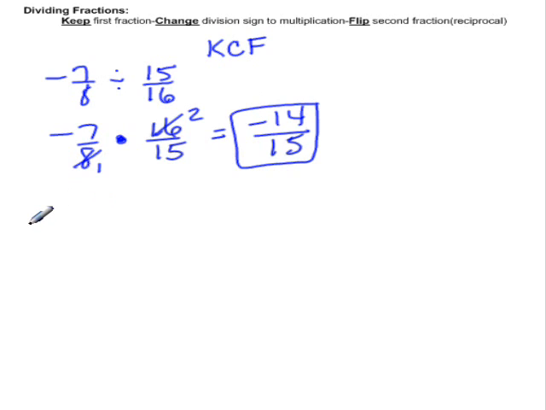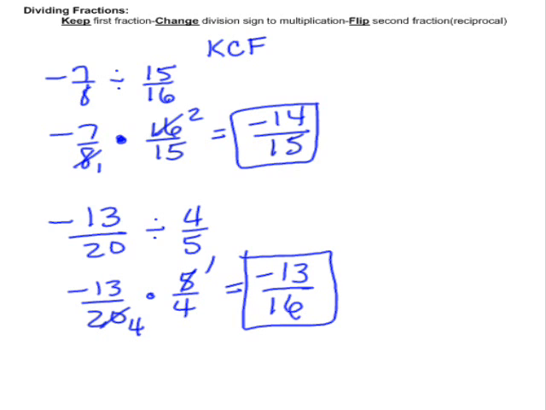So let's give you one problem to try. All right, what if you had negative 13/20 divided by 4/5? Pause and try that one. Okay, did you get negative 13/16? If you did, great. Remember, cross cancel. 5 goes into 5 one time, 5 goes into 20 four times. Negative 13 times 1 is negative 13. 4 times 4 is 16. And that's the lesson.